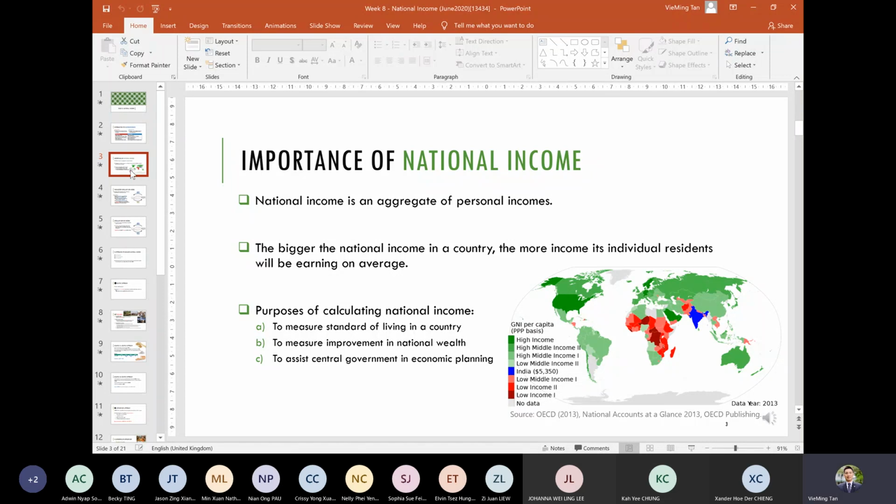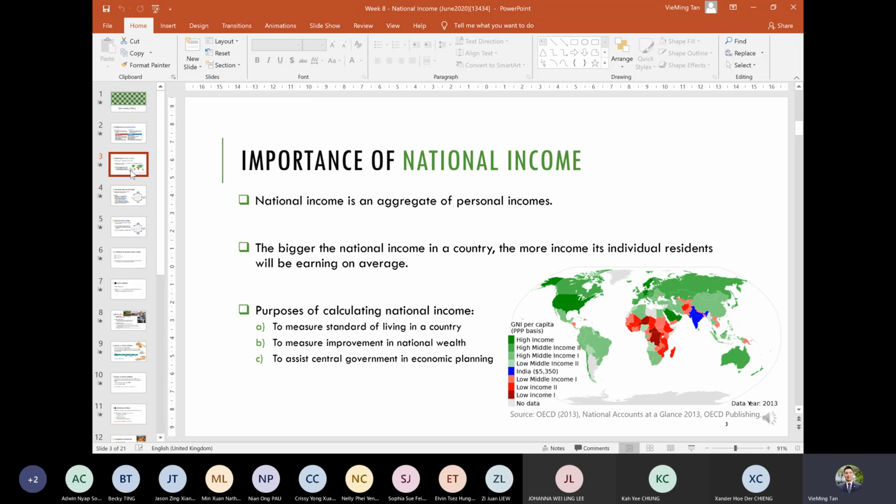Another reason we want to calculate the national income is so that we can also do comparison of the income across a few years. We can do time series analysis. We can compare maybe from 2000 to 2020, the national income of a country, whether it has increased or reduced.